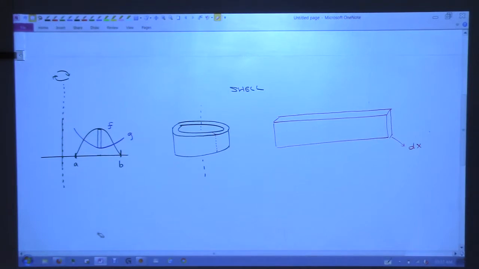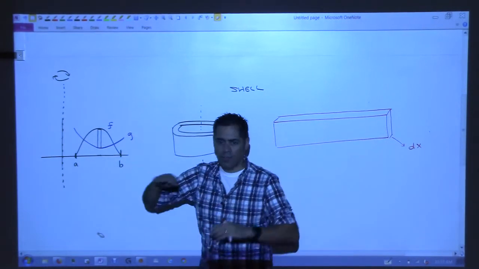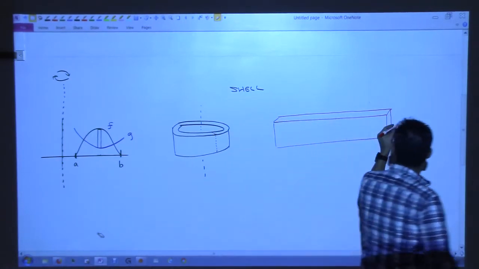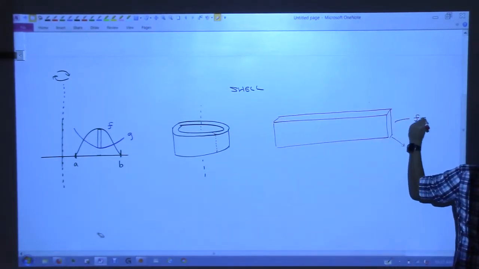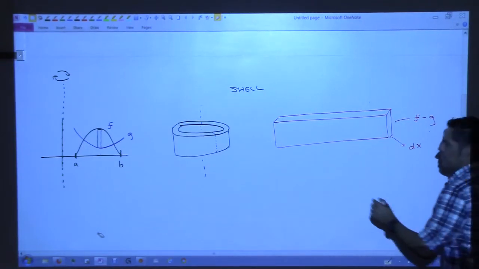Okay. So now, how tall is this? That height, which is the height of the rectangle, is f minus g, isn't it? Okay, so this is f minus g. Those are the two easy pieces. This next piece is the hardest one, and that's this distance right here.